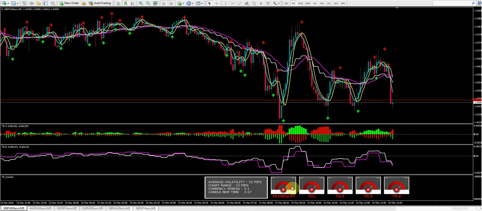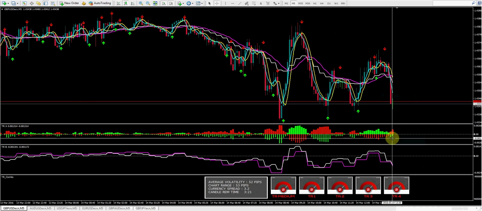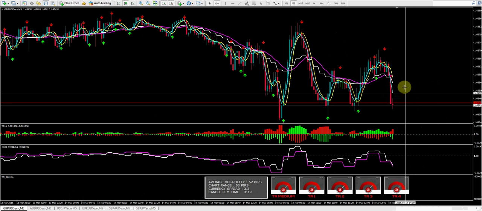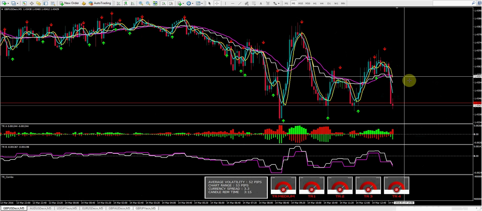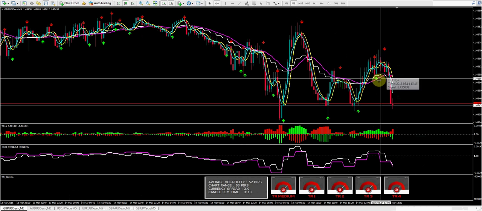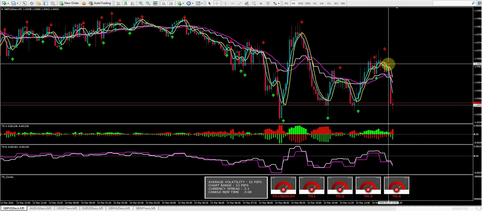On the pound dollar, everything here is red. We're below the zero line. Got a big red bar, little green bar. As you can see, light blue line is below the yellow line and the white line is below the purple line. And that actually happened on this bar right here.